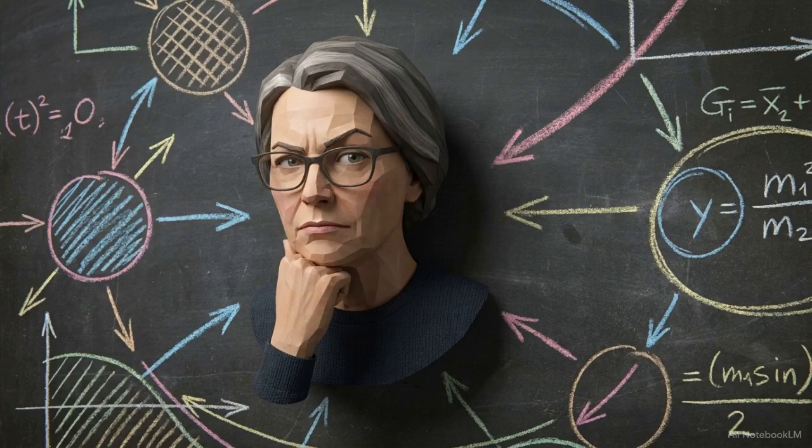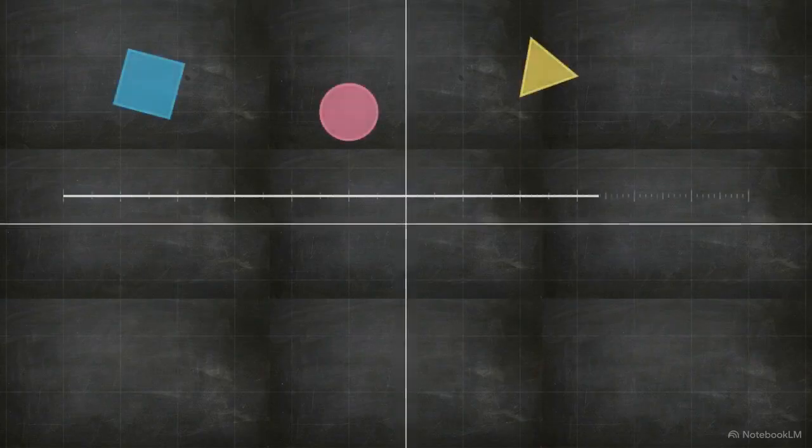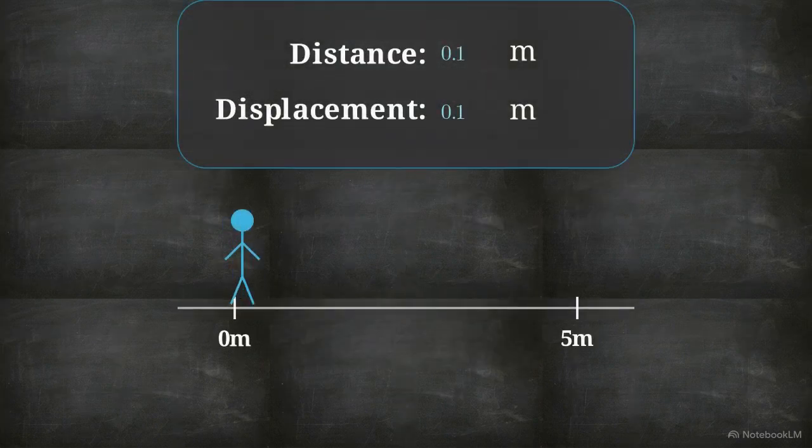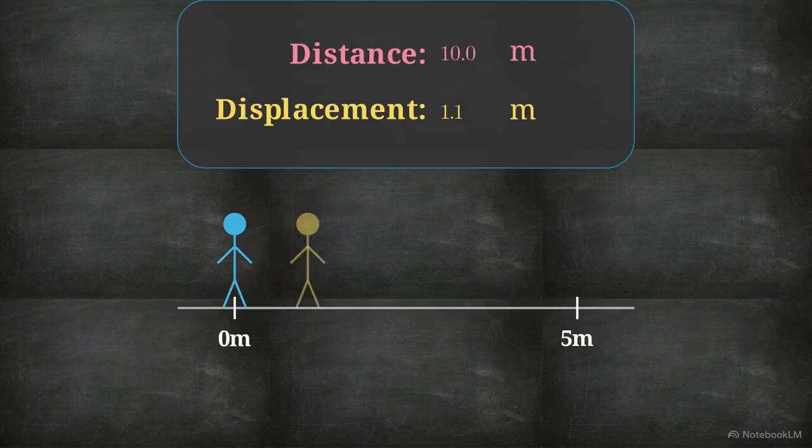To avoid that philosophical chaos, we have to move past visual intuition and into strict mathematical definitions. This diagram tracks a simple round-trip journey, 5 meters out and 5 meters back. The top counter tracks distance, measuring every step taken to reach a total of 10 meters. But the bottom counter tracks displacement, which is the net change from where you started. It ticks up to 5 and then returns straight back down to 0.